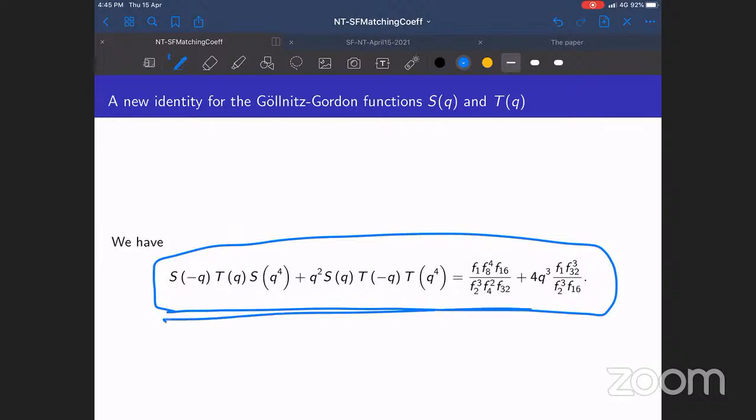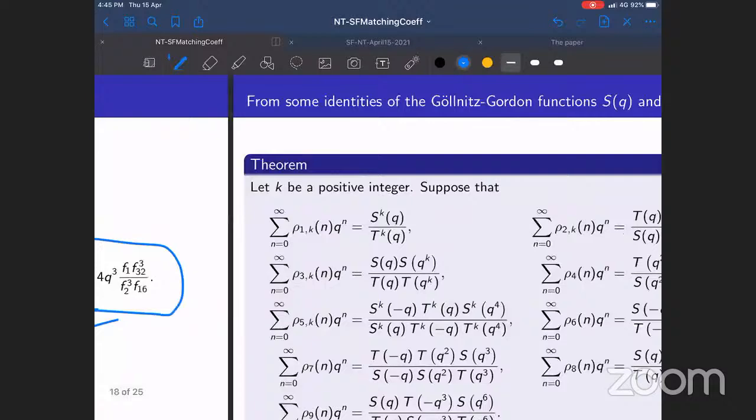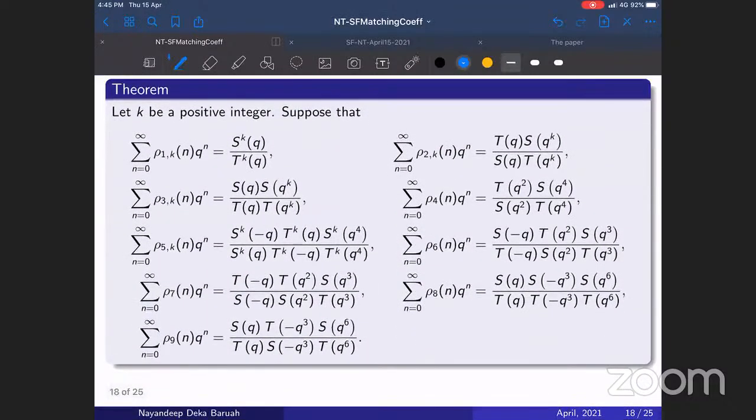So this is a new result involving SQ and TQ. So this is another new result. So using those, we found many results of matching coefficients. Those are arising from the relations of SQ and TQ. So we have stated it in a theorem here. And for that, we have actually defined 9 coefficients of different types. And we can vary K because there are relations connecting these Ks.